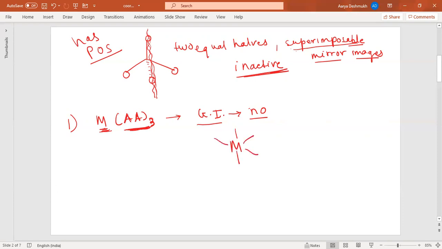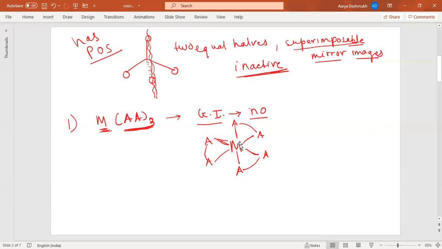This is an octahedral complex. You can draw it like this. This is the first ligand, this is the second, and this is the third. There are 6 donor atoms, but the number of ligands here is 3, because each is a bidentate ligand. So this is the structure of this complex.